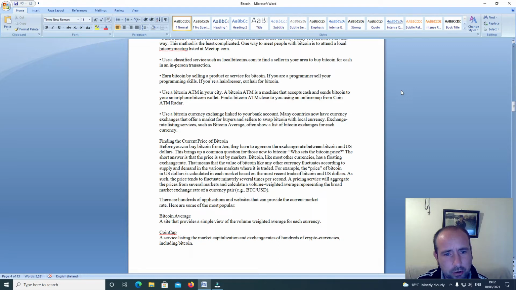Use a Bitcoin currency exchange linked to your bank account. Many countries now have currency exchanges that offer a market for buyers and sellers to swap Bitcoin with local currency. Exchange rate listing services such as Bitcoin Average often show a list of Bitcoin exchange currencies.